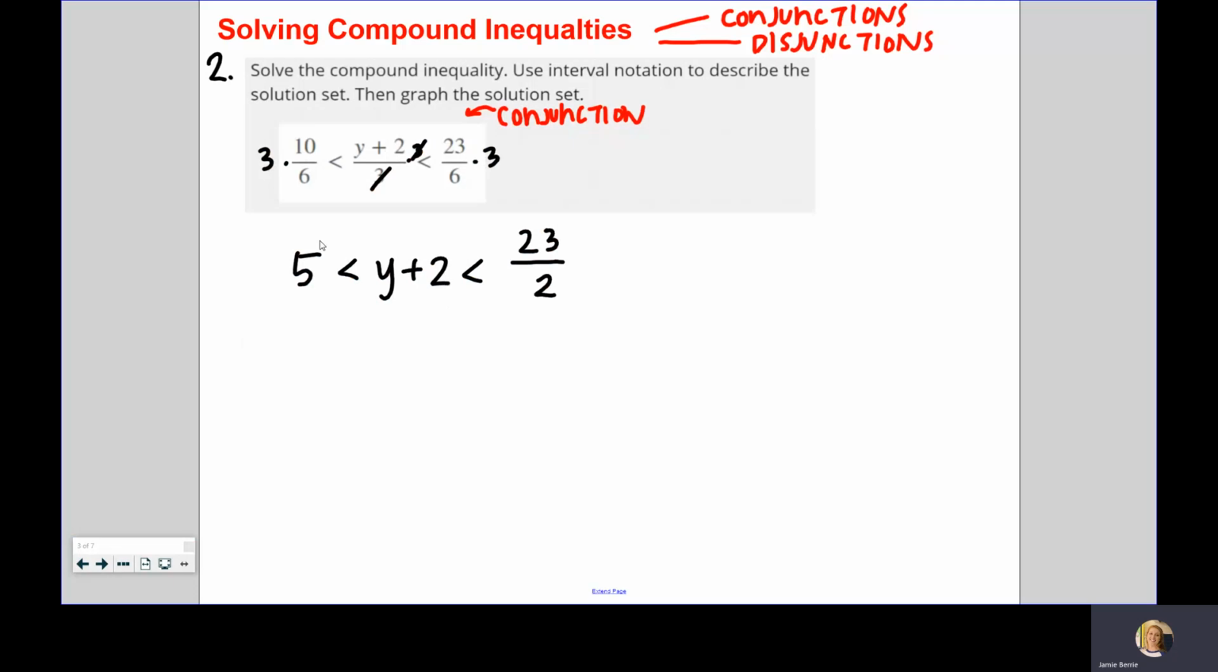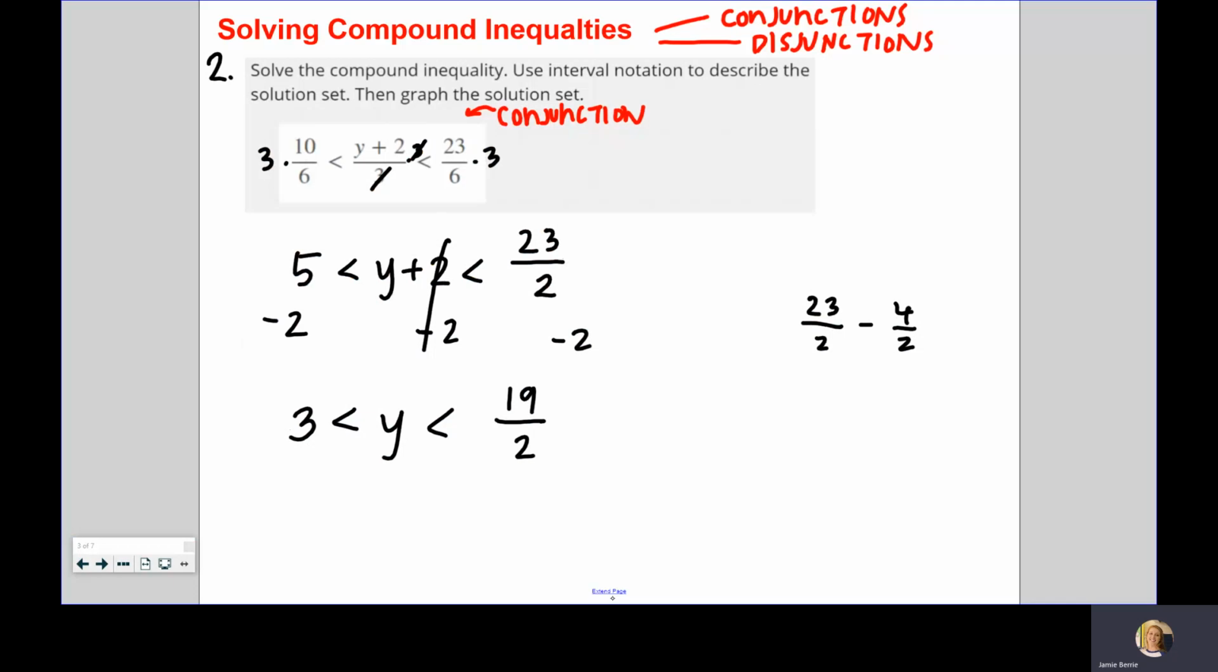All right, the last thing we have to do is get y by itself. So I'm just going to subtract 2. Notice that I'm subtracting 2 from every side, from the middle, from the left, and from the right. And same thing with multiplying by 3. I multiplied 3 to the middle, to the left, and to the right. So let's simplify. 5 minus 2 is 3, less than y, less than... I'm just doing this in my head. I could write 2 as 4 divided by 2, and then I can easily subtract this. Subtract the top, bottom stays the same. 23 minus 4 is 19. Denominator stays the same, so that's over 2.